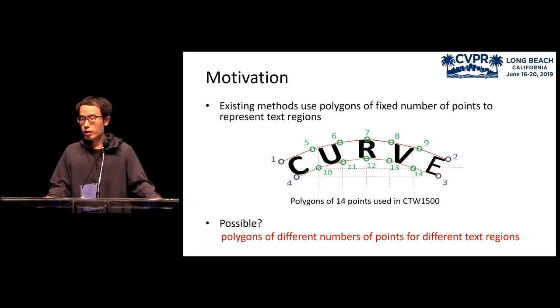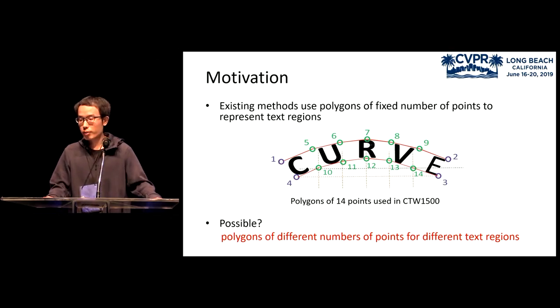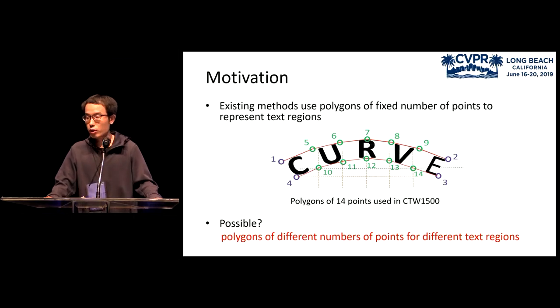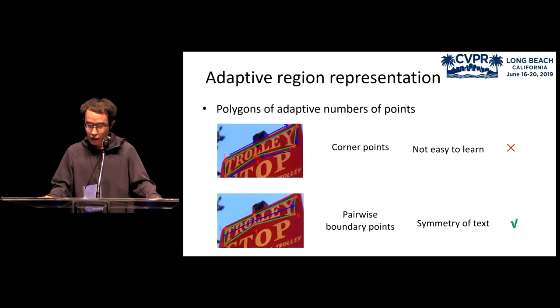Such as in the figure, 6 points may be enough for this text region. Then the idea comes out that we consider using polygons of different numbers of points to represent different text regions. It is the key idea of this paper.